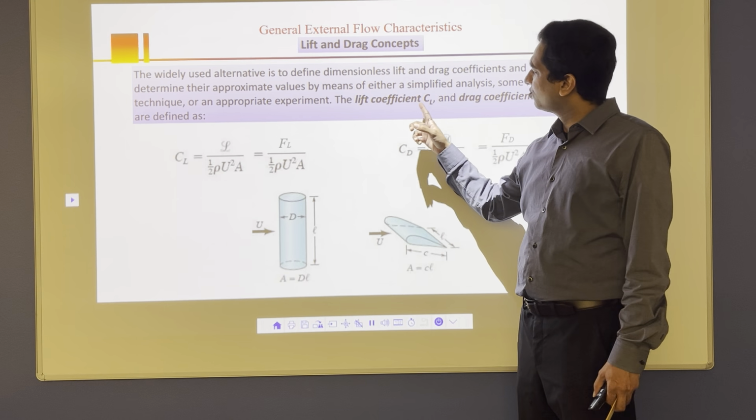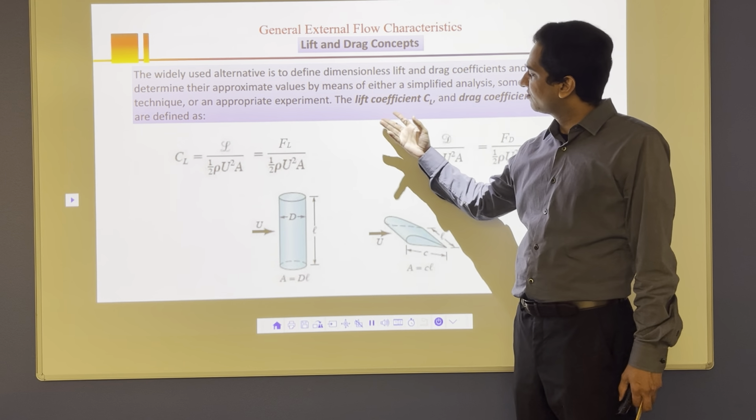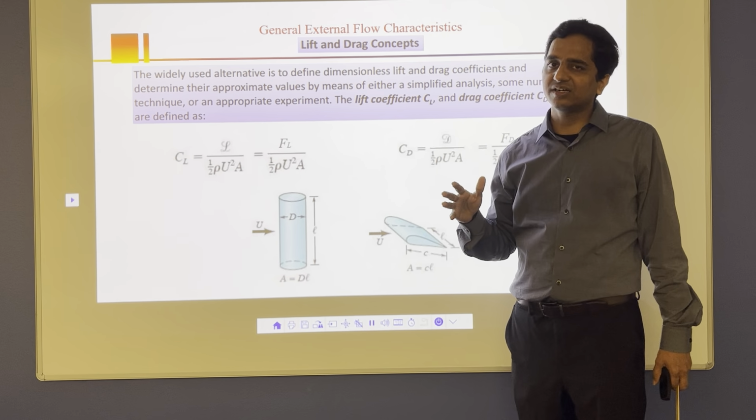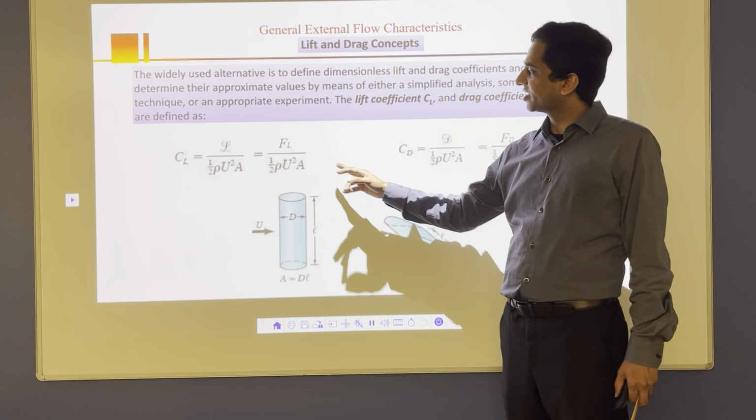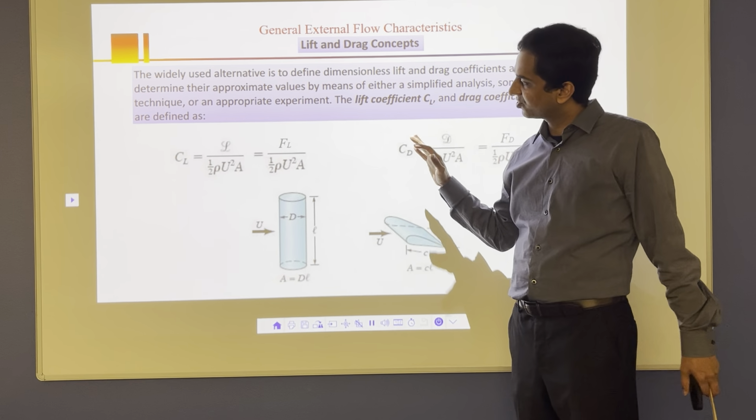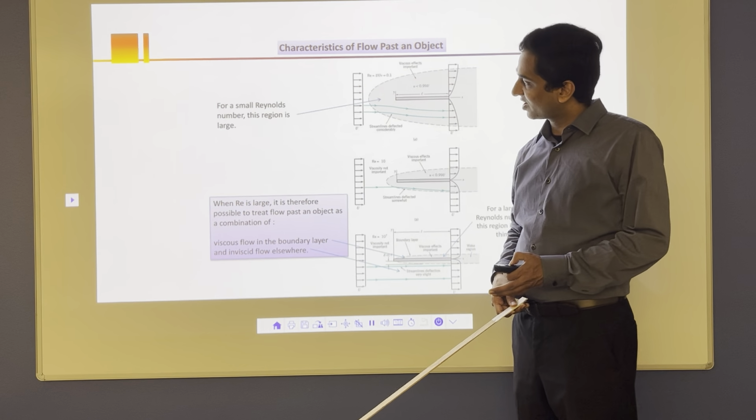To calculate this lift force and drag force, there are coefficients known as lift coefficient and drag coefficient. The values are standard, they are normally given in the book, and then you can calculate your lift force and drag force. So that's your lift force and drag force.